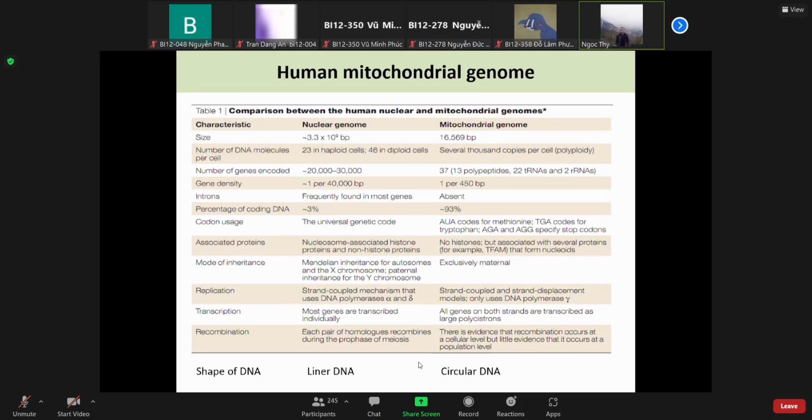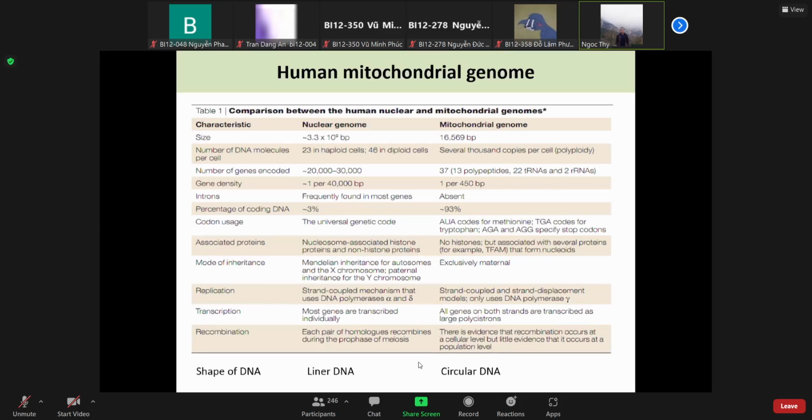Next, the codon usage. The nuclear genome uses the universal genetic code, the popular genetic code that we use today. Meanwhile, the mitochondrial genome, because it is of ancient prokaryotic origin, has some unique features. For example, AUA codes for methionine. In the universal code, TGA codes for a stop codon, but in the mitochondrial genome, TGA codes for tryptophan, and there are other unique features.